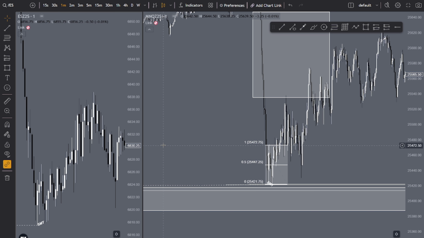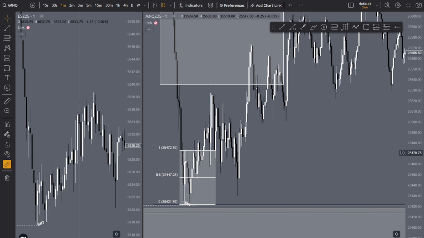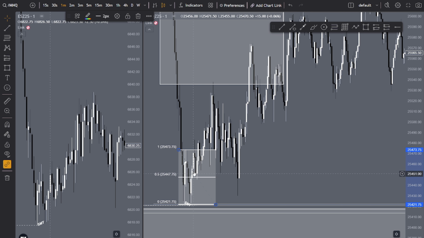Another confluence that I like to have is a short manipulation to the upside. After that, I prefer the manipulation to have a fair value gap on the 1 minute time frame, so I can have some sort of resistance there. I prefer to have a 1 minute fair value gap, but if it's not there, it's okay. A lot of people prefer it to be there. I do, but I'm fine with it not being there.